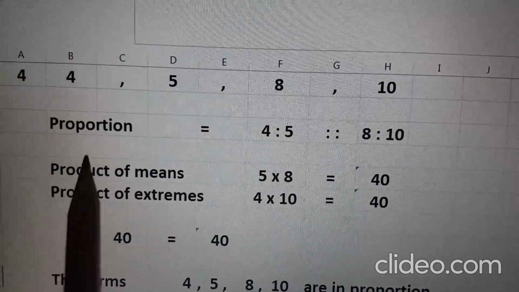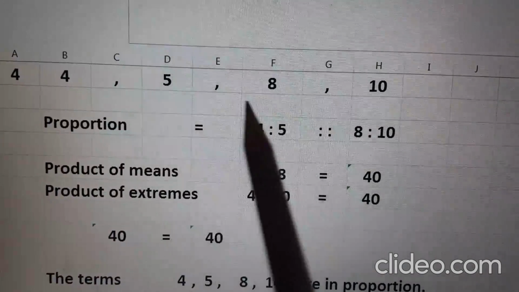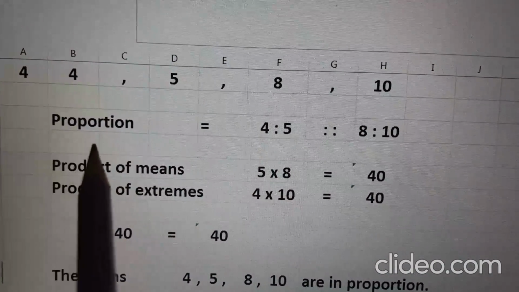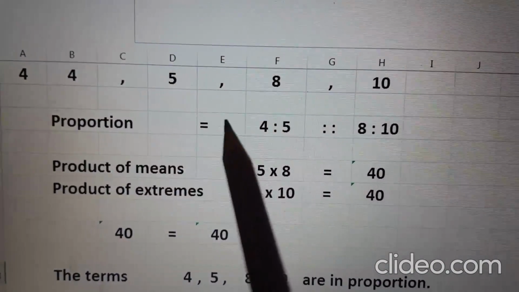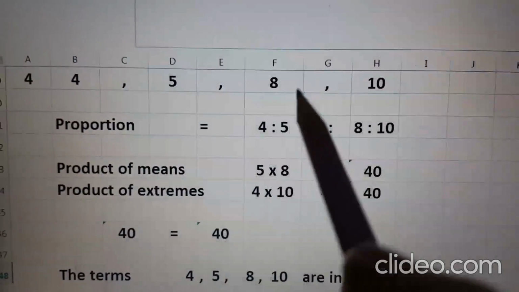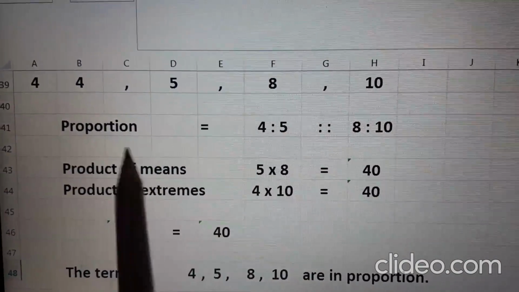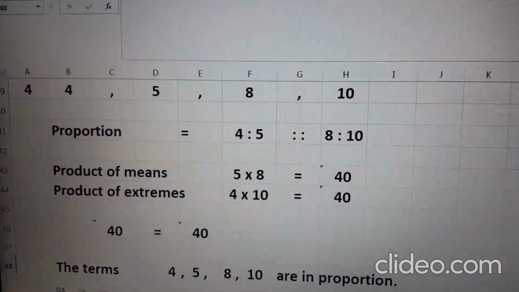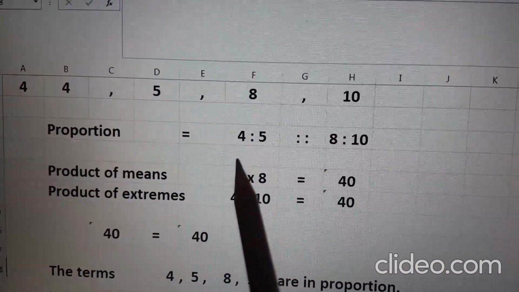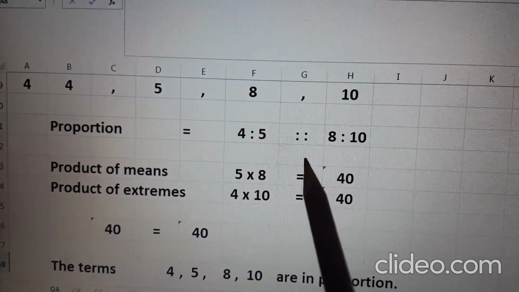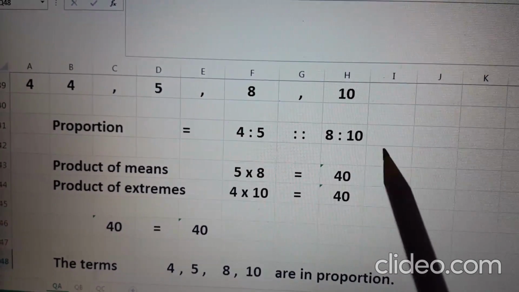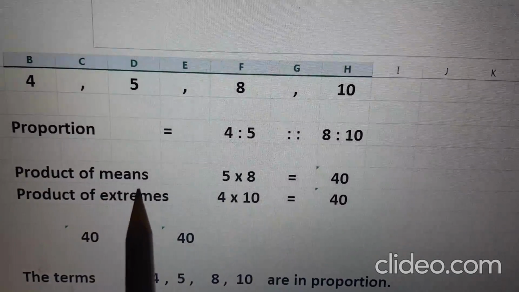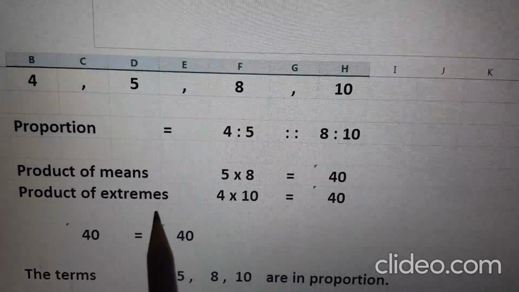Now the fourth part is, the numbers given are 4, 5, 8 and 10. First of all, we will arrange the numbers to make a proportion. 4 is to 5, 8 is to 10. Now we will check, is 4 is to 5 the same as 8 is to 10? For this we will find the product of means and the product of extremes.